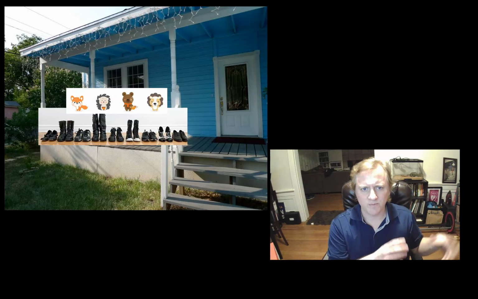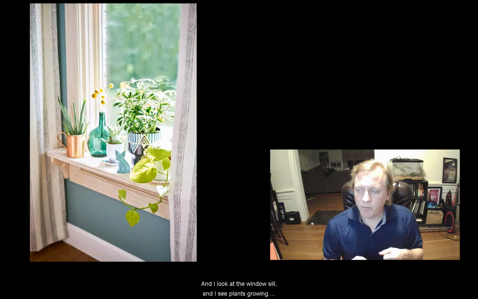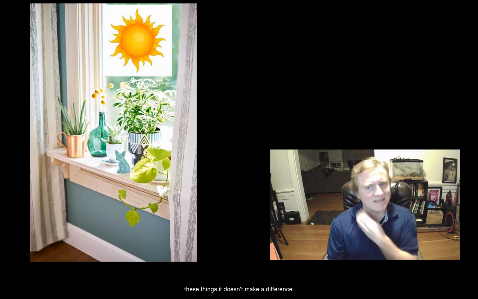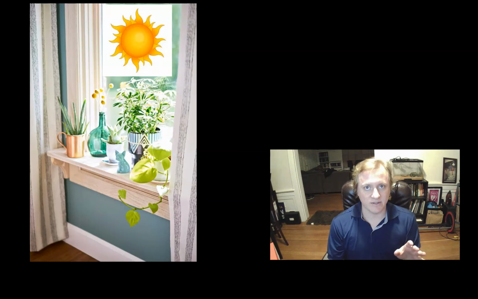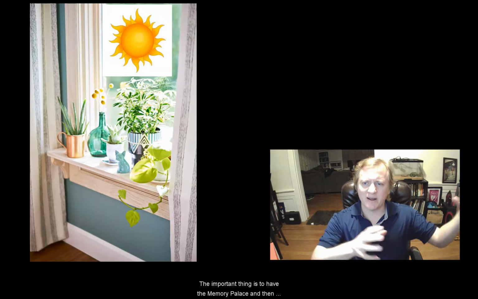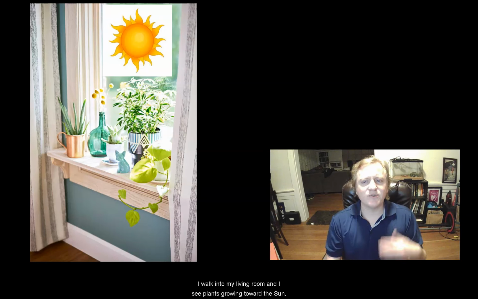shoes that are ordered. I walk into the living room and I look at the windowsill and I see plants growing toward the sun. By the way, my house has neither of these things. It doesn't make a difference. The important thing is to have the memory palace and then place objects in it. Okay. So I walk into my living room and I see plants growing toward the sun.